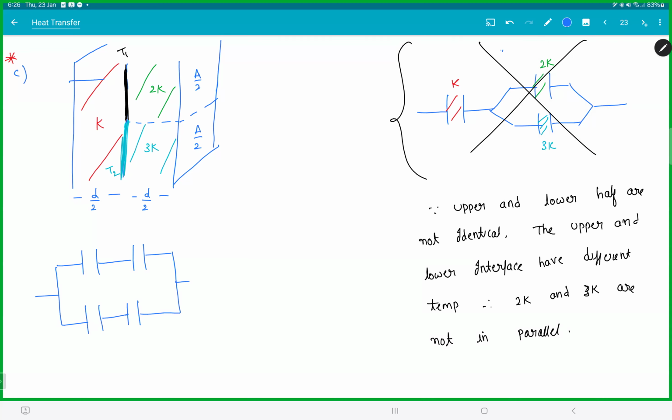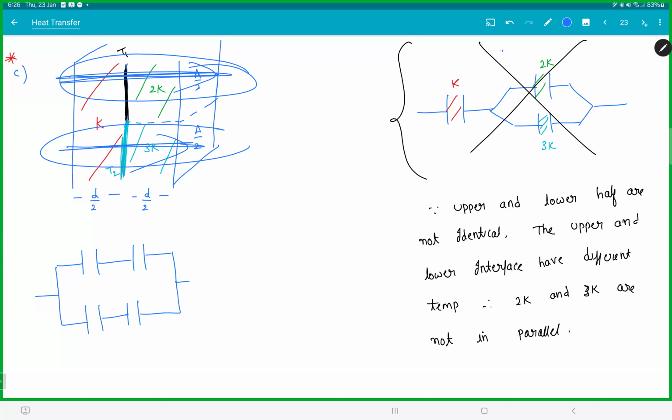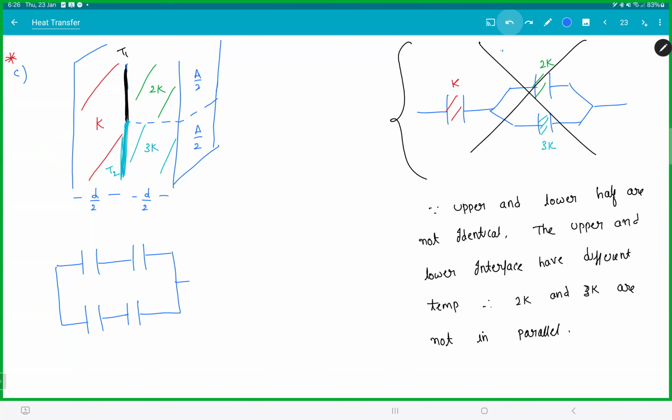Now, can I say whatever current flows in the upper part will be the same in K and 2K, and whatever flows in the lower part will be the same in K and 3K? So the upper two pieces are in series, the lower two pieces are in series, then the total upper and the total bottom will be in parallel. Is that making sense, everyone? The same current will flow in the upper K and 2K, agreed? Same current will flow in K and 3K, agreed? So the upper two pieces are in series, the bottom two are in series. The total upper and the total bottom are in parallel, because they have the same plates, left and right. Is that making sense, everyone?